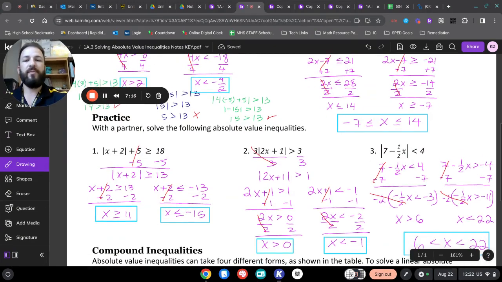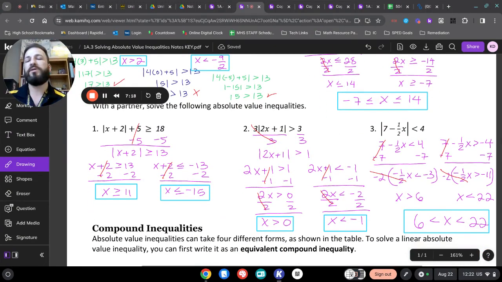All right, let's talk about each of these. On number 1, we shifted that 5 over first. So we get the absolute value of x plus 2 is greater than or equal to 13. That splits into x plus 2 is greater than or equal to 13, and x plus 2 is less than or equal to negative 13. Moving the 2 over on both, we get x is greater than or equal to 11, and x is less than or equal to negative 15.